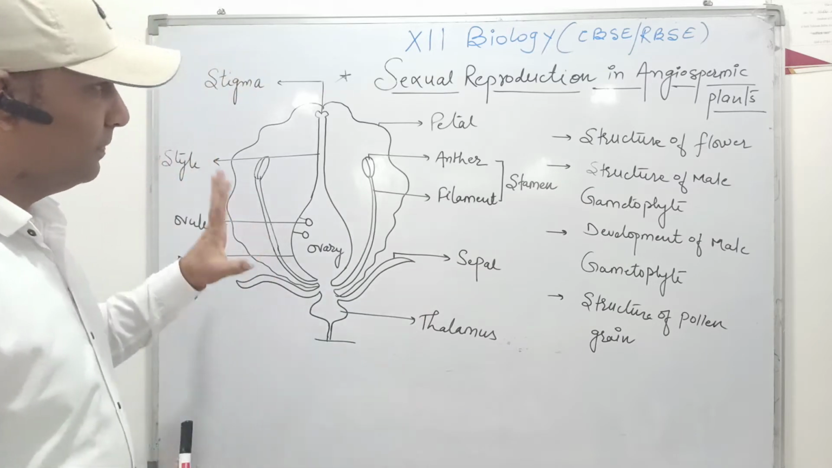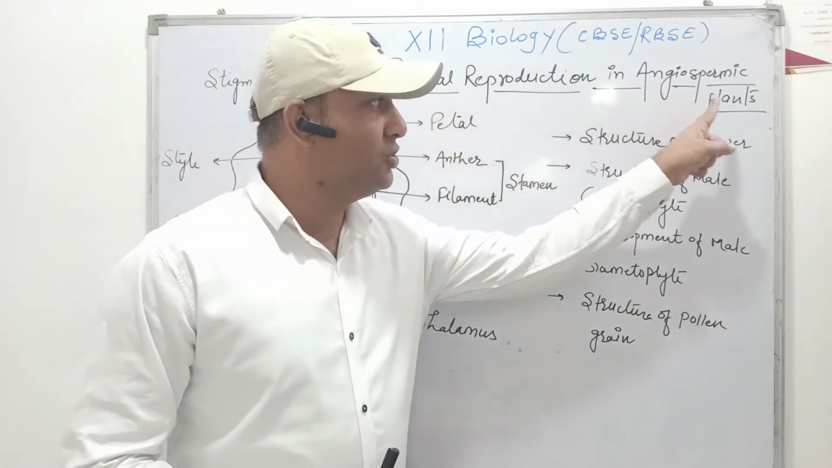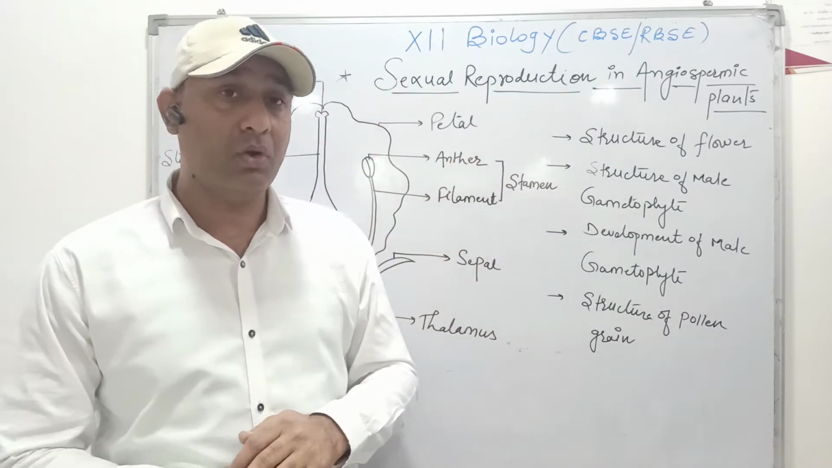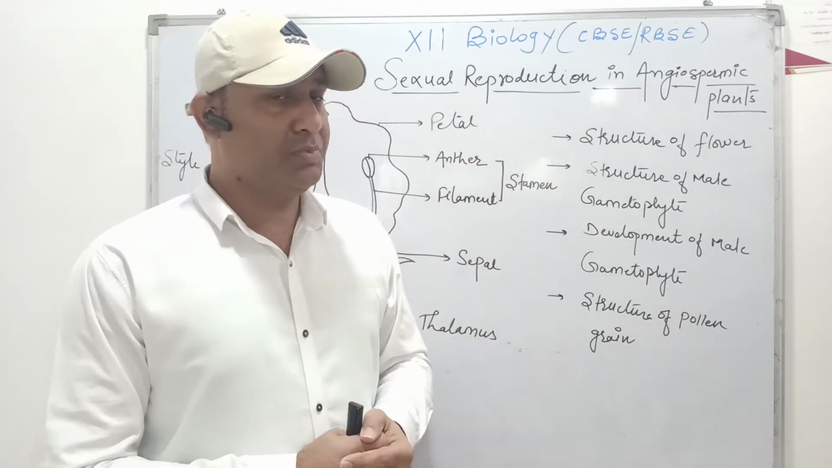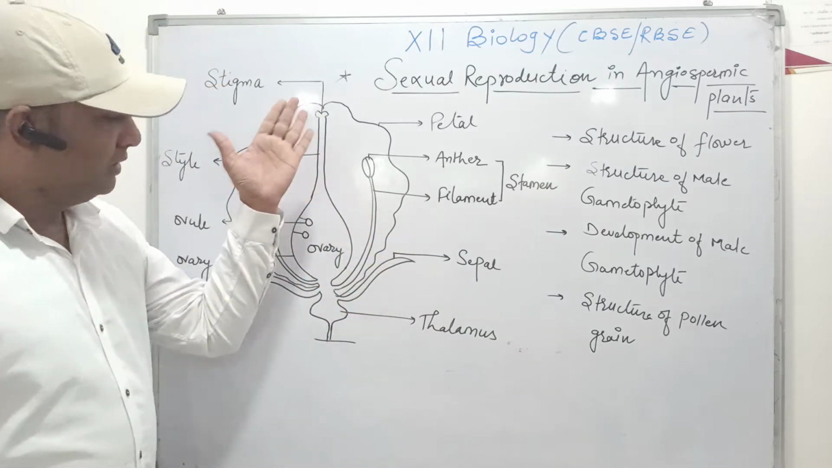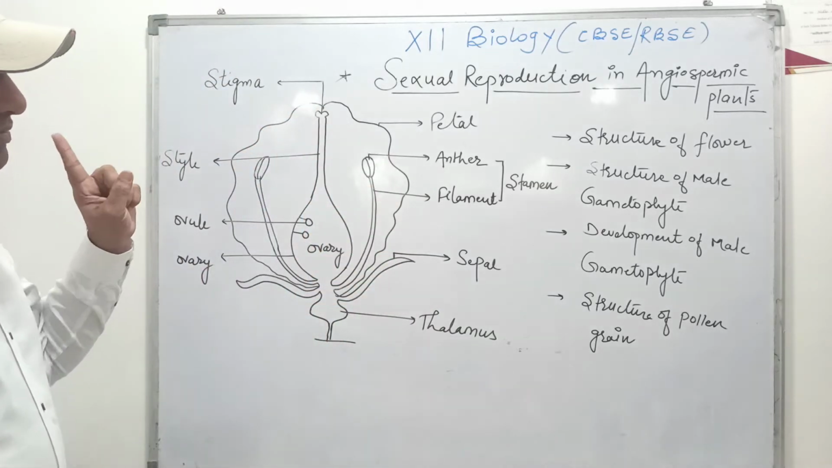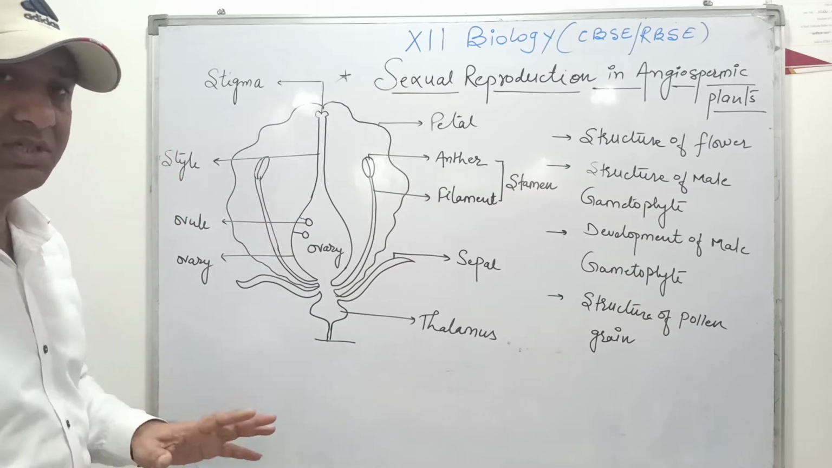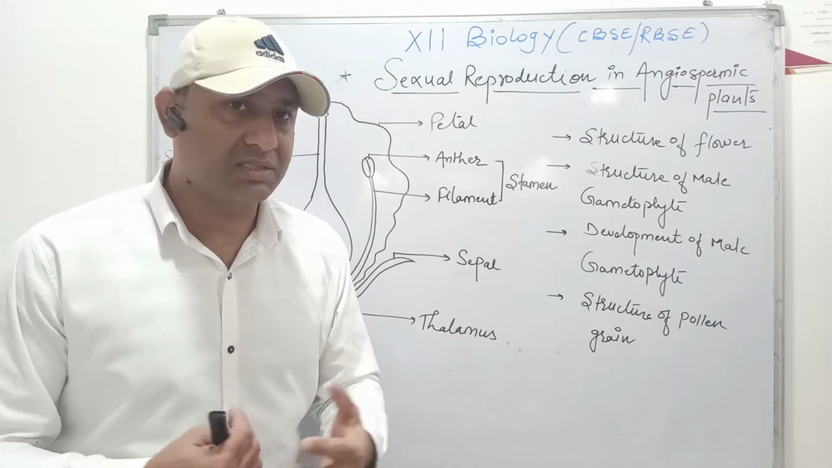Clear? So sexual reproduction in angiosperm plants. That means the sexual reproducing unit or reproductive part of angiosperm plants is the flower. Clear? So the flower possesses the following structure. First we divide its structure into two parts. First is the male structure and second is the female structure.